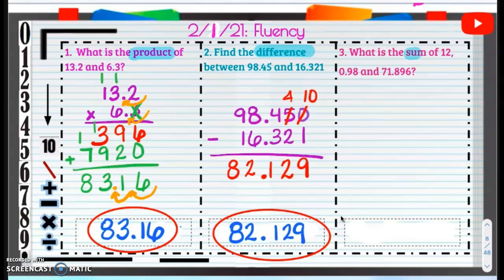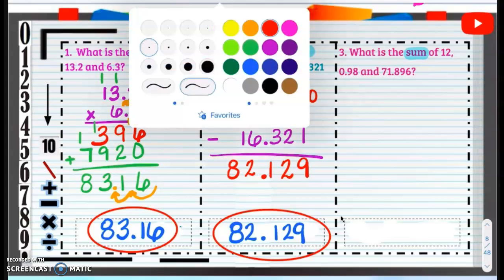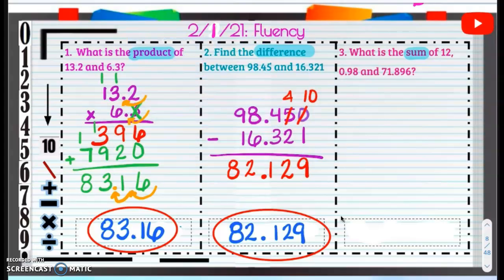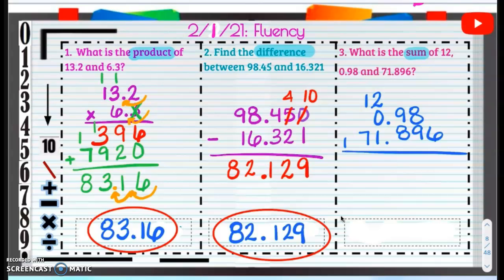What is the sum? Ooh, sum is adding. So remember, when we do add, we do have to line up our decimals. 12, 9800ths, and 71 and 896,000ths. So I have 12 plus 0 and 9800ths plus 71 and 896,000ths. I am going to put some placeholder zeros here. Also, 12 is 12, and we can also put those placeholder zeros there too.